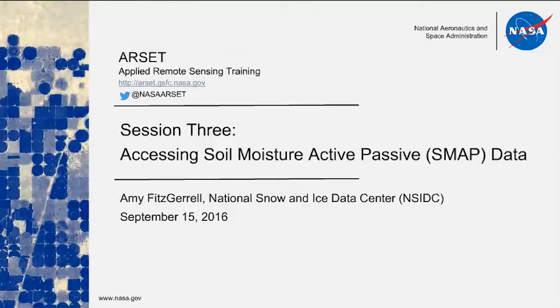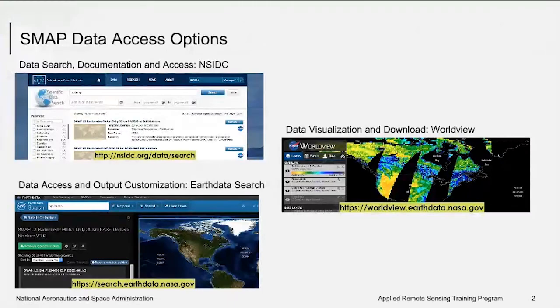Thanks, Erica. Welcome everyone to session three, accessing Soil Moisture Active Passive, also known as SMAP data. Today I'm going to introduce you to a number of methods for accessing SMAP data. SMAP data can be accessed from NSIDC, NASA's Worldview, and NASA's Earthdata Search. I'll cover all of these in today's session as I demonstrate how to visualize, access, and customize it.